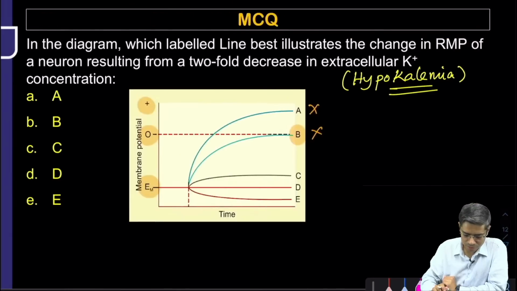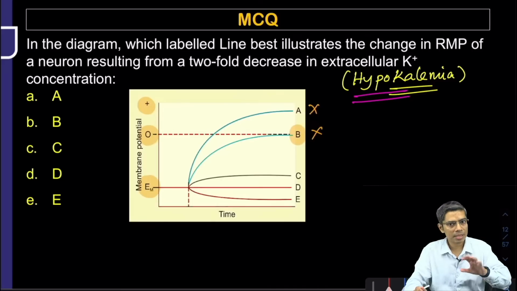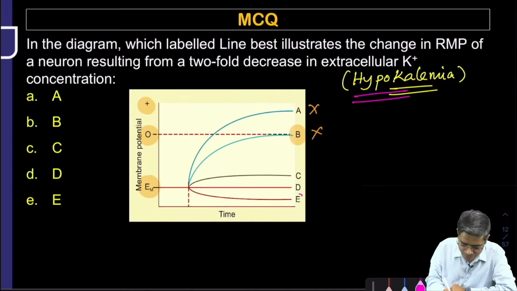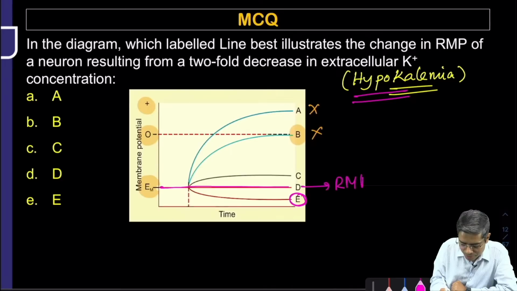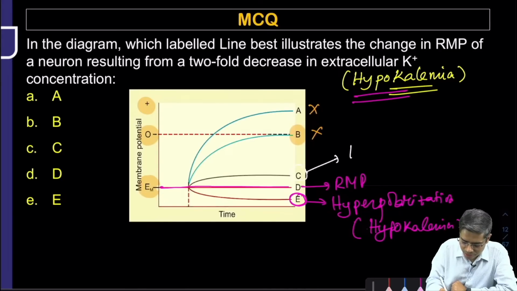So, if I go back to this question, here they are asking about hypokalemia. So, more potassium will go out of the cell, means loss of more positive charge. So, there will be negativity inside the cell, negativity means hyperpolarization. If this D is the RMP, I can find out that this E is the hyperpolarization. So, this is going to happen in case of hypokalemia, and whenever there is hyperkalemia, this C is going to happen.